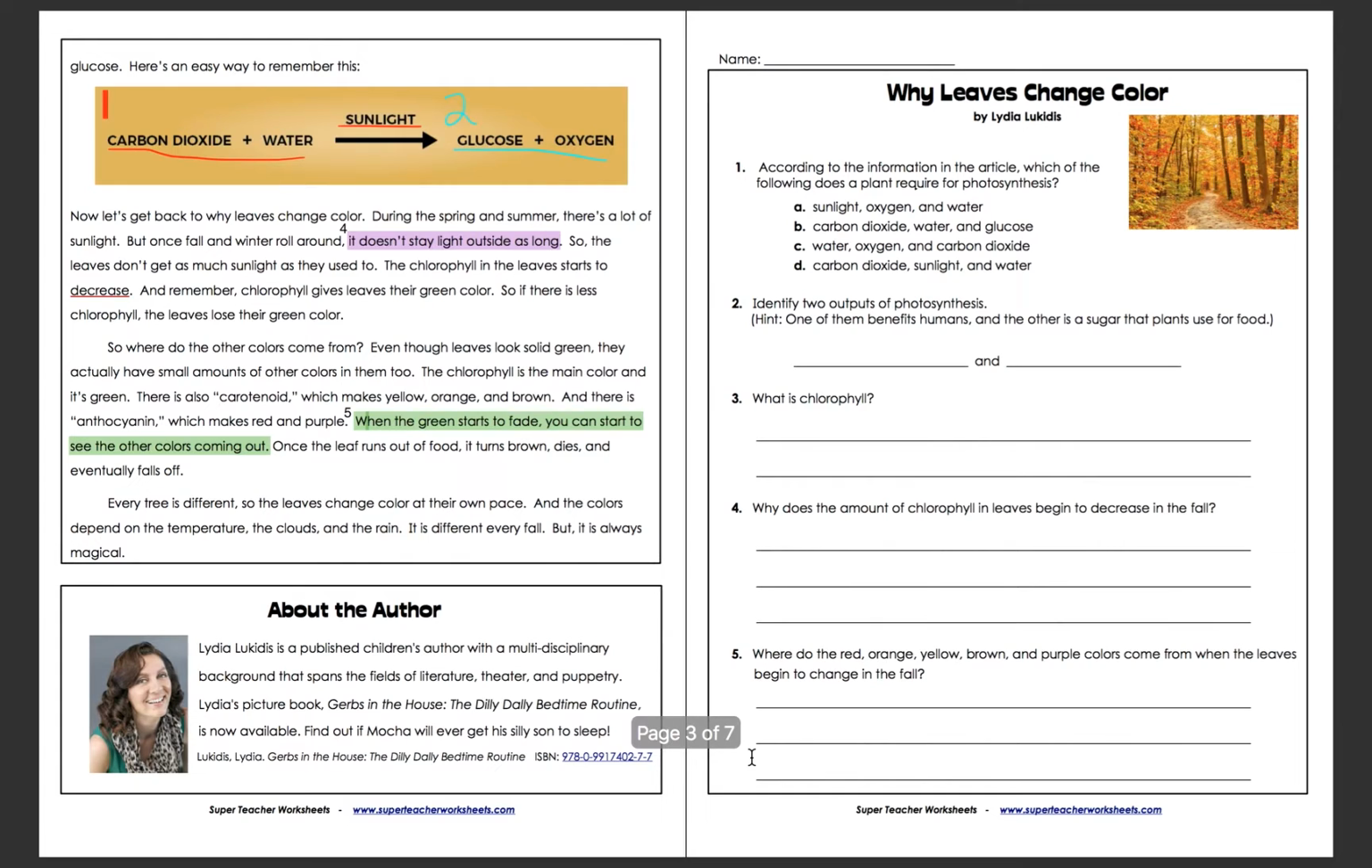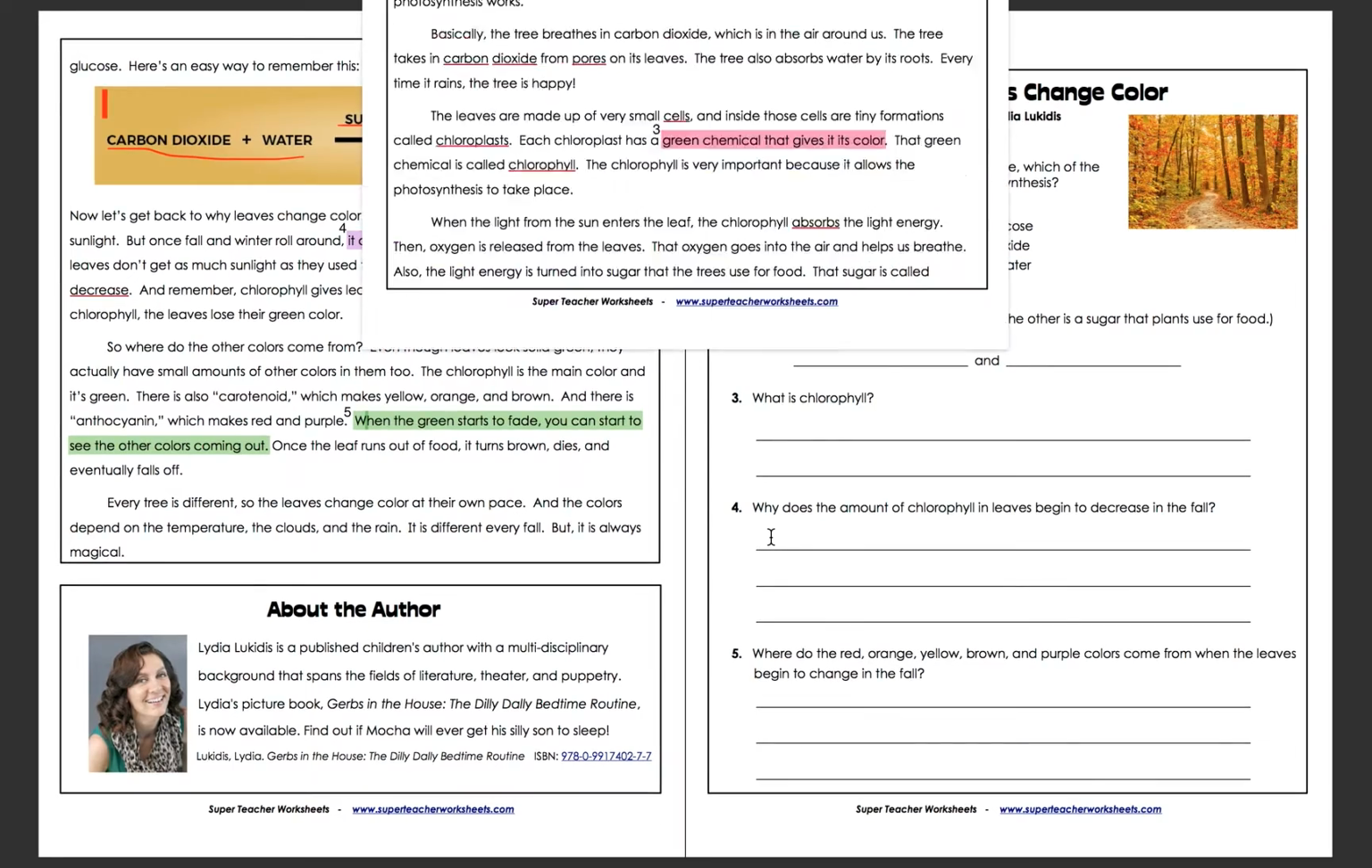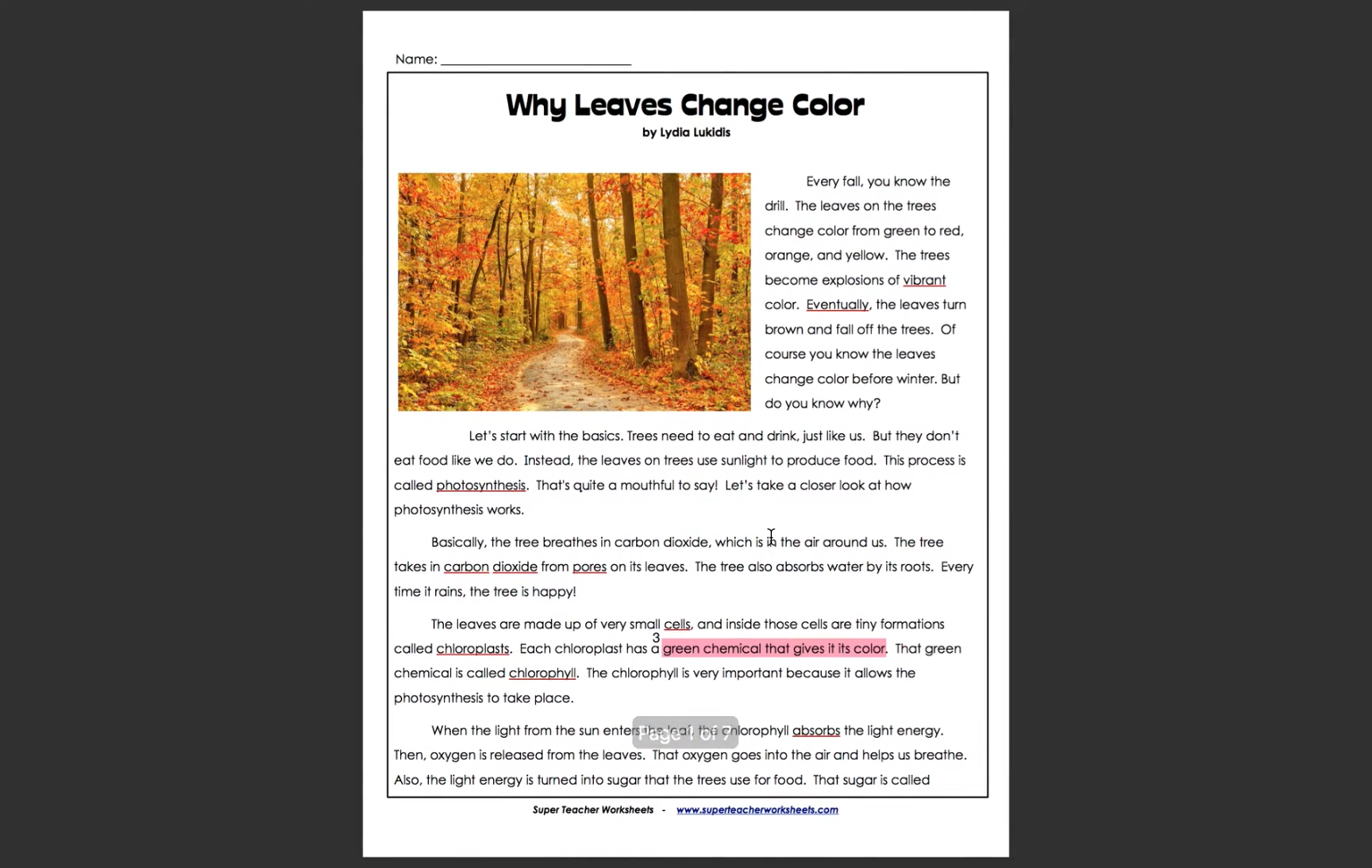Our next vocabulary word is decrease. Decrease means to lessen in amount or intensity. Okay, let's read. The answers are all highlighted and numbered. You may pause this video and go back to look for your answers or do them while I read.